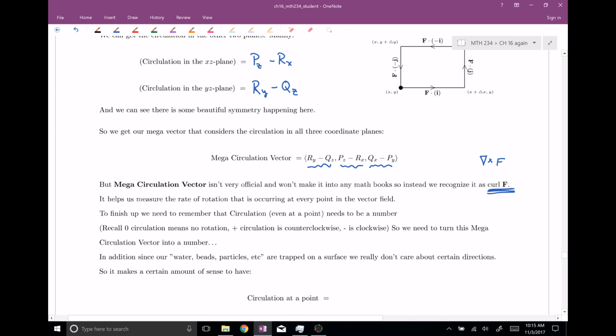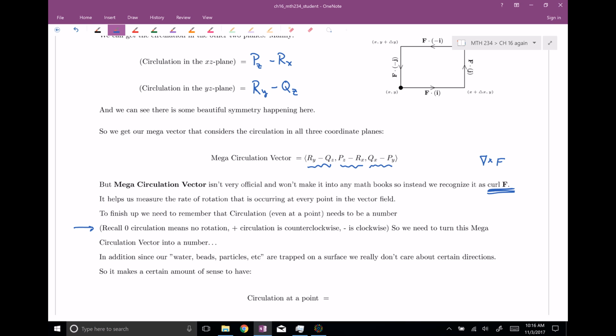All right, so now our goal is, again, we want to talk about how much circulation is happening on a surface. That is our goal for the surface integral component. So recall really quick: 0 circulation means that there's no rotation. There's no circulation happening. If you have a plus, this means circulation is happening in the counterclockwise direction. If you have a minus, this means that we have circulation in the clockwise direction.